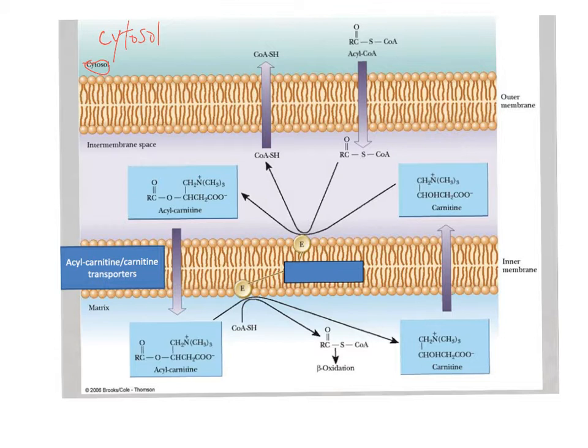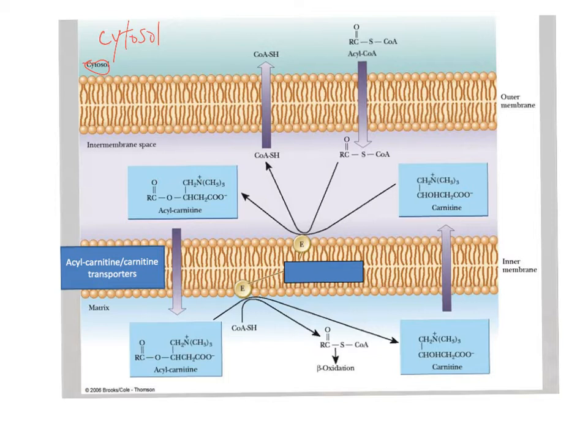Okay, but we have a pool inside here, and we have a pool that can get all the way to the inner membrane, the intermembrane space. So what we do here is we actually take the acyl group off of the coenzyme A, and we put it onto the carnitine to make acyl carnitine. Acyl carnitine can go back and forth. These are called acyl carnitine transporters. I know, really, they're very descriptive. What they do is transport carnitine and acylated carnitine. So then the acyl carnitine can come back over.